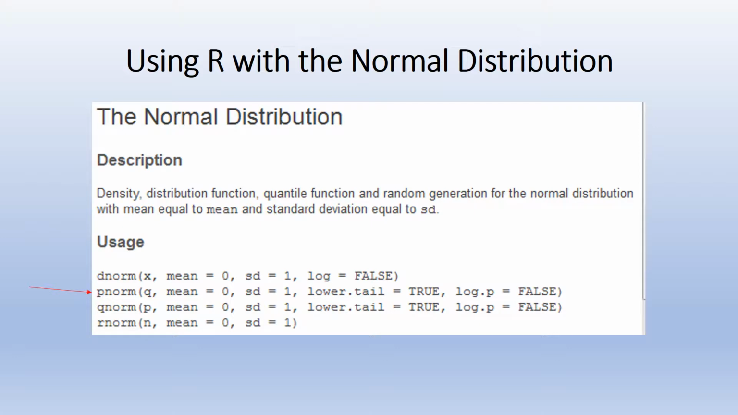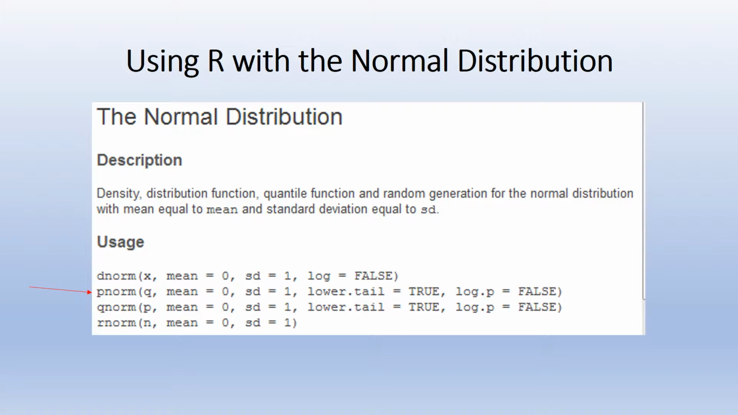The information inside the parentheses for each function are the function's arguments. Take a look at the pnorm function. Pnorm finds a probability, or the area under the curve. It has 5 arguments. The first argument is q. This is a value along the x-axis. The second argument is the population mean. The default value is 0, so if we don't include this argument, R will use mean equals 0.